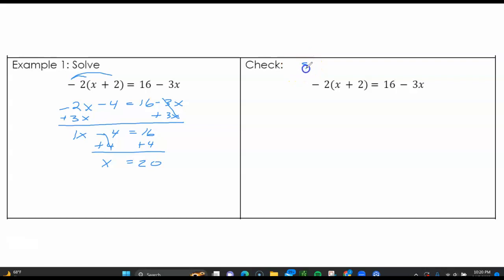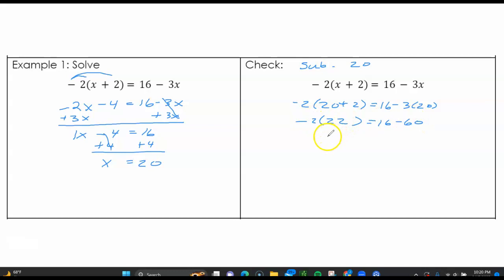To check if this is the right answer, we would substitute 20 back into the original equation and see what we get. So substitute 20 into the original equation. -2 times 20 plus 2 equals 16 minus 3 times 20. 20 plus 2 is 22 times -2, and then 16 minus 60.